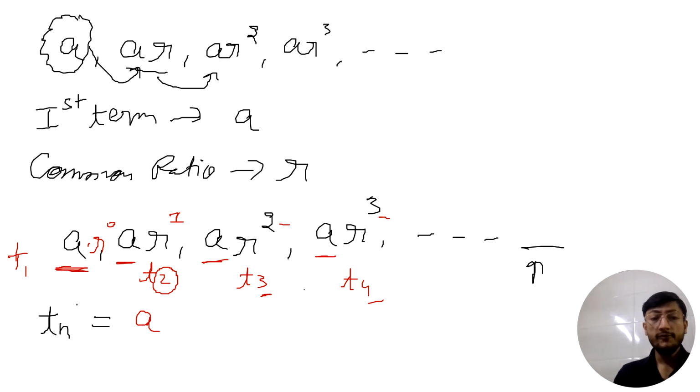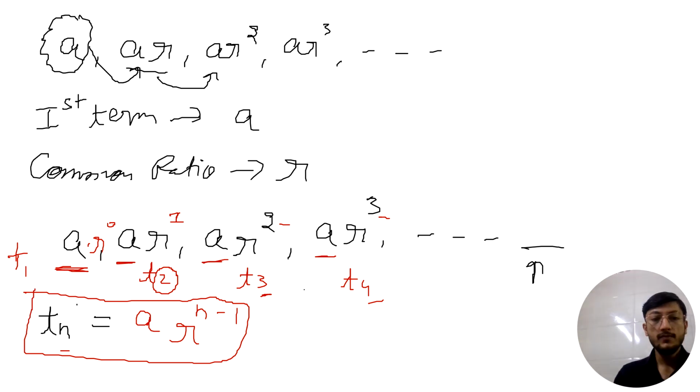So it means if here is n, then the power is 1 less, which is nothing but n minus 1. So this is my general nth term. Let me rewrite it clearly: Tn is A R raised to power n minus 1. That's it, the general nth term.